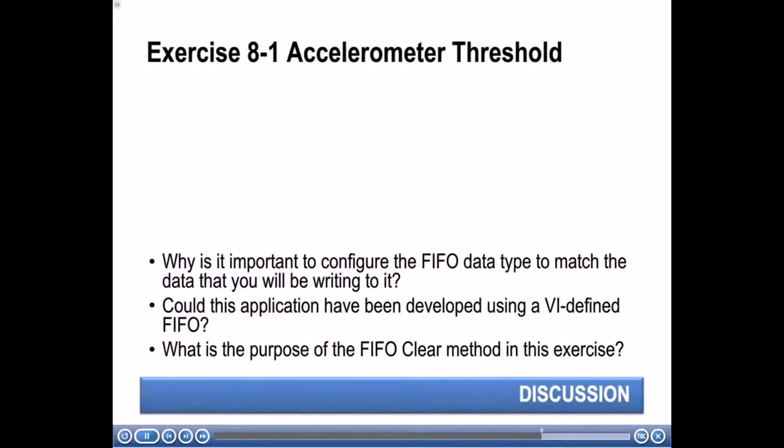So why is it important to configure the FIFO data type to match the data that you will be writing to it? You want to make sure that whatever data you're writing into it, you want it to match. Otherwise, there might be some coercion dots and you might have some unexpected behavior and it won't be as efficient. In this case, the data type that we were putting into the FIFO was coming from our 9234 module. So what we should have done is look at the wire that's coming out of that particular module and see what the fixed point representation is.